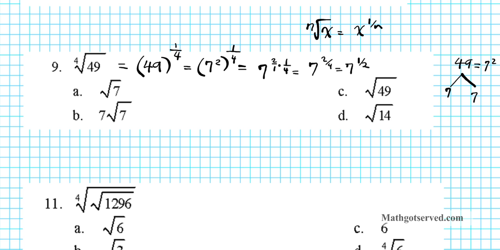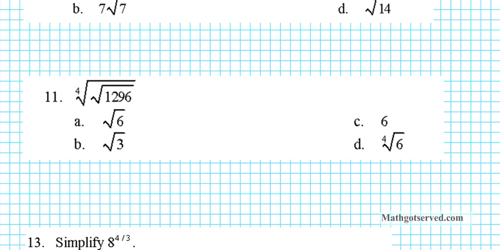Okay, so how can I express 7 to the 1/2 power as a radical? We're going to use the special case of the nth root property. Okay, so the special case of the nth root property is the square root. Alright, so 7 to the 1/2 power is square root of 7. As you can see, our final answer is option letter A. Alright, so there you have it.